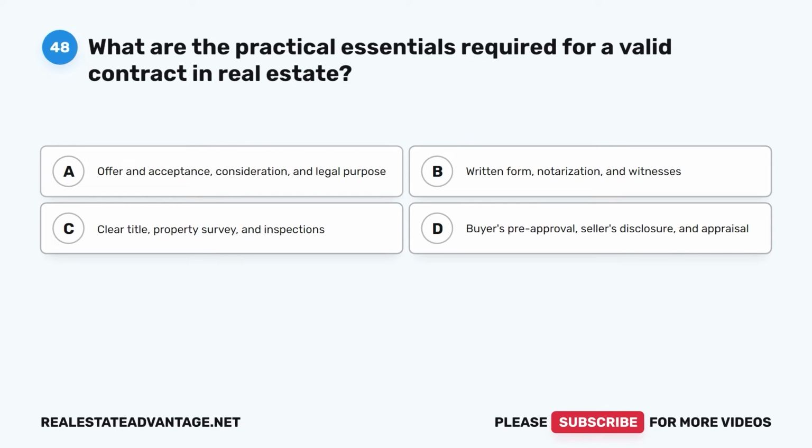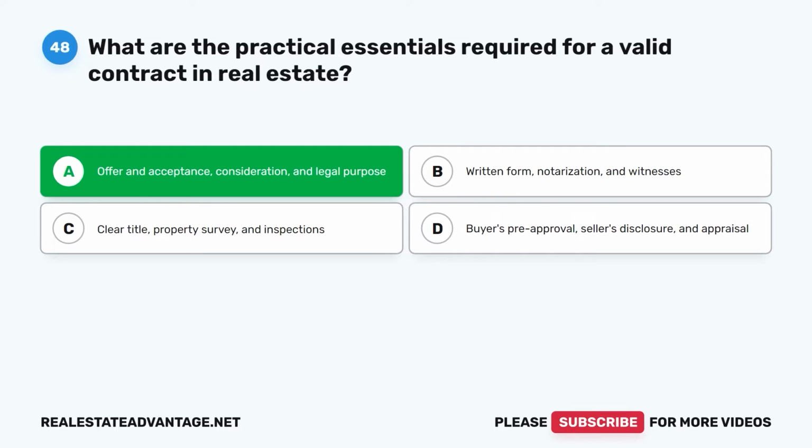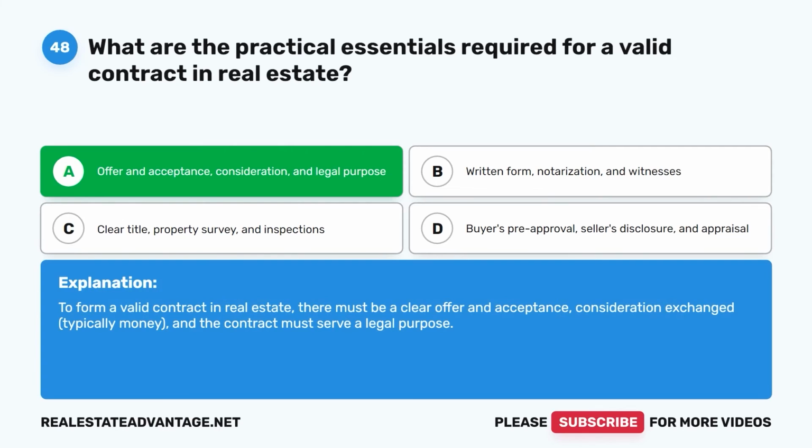Question 48. What are the practical essentials required for a valid contract in real estate? A. Offer and acceptance, consideration, and legal purpose. B. Written form, notarization, and witnesses. C. Clear title, property survey, and inspections. D. Buyer's pre-approval, seller's disclosure, and appraisal. The correct answer is A. Offer and acceptance, consideration, and legal purpose. To form a valid contract in real estate, there must be a clear offer and acceptance, consideration exchanged, typically money, and the contract must serve a legal purpose.